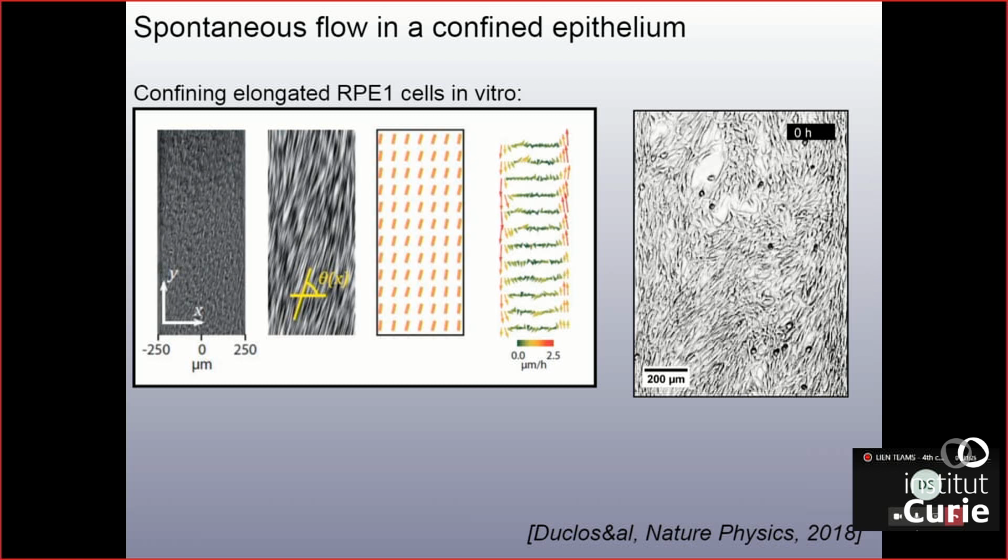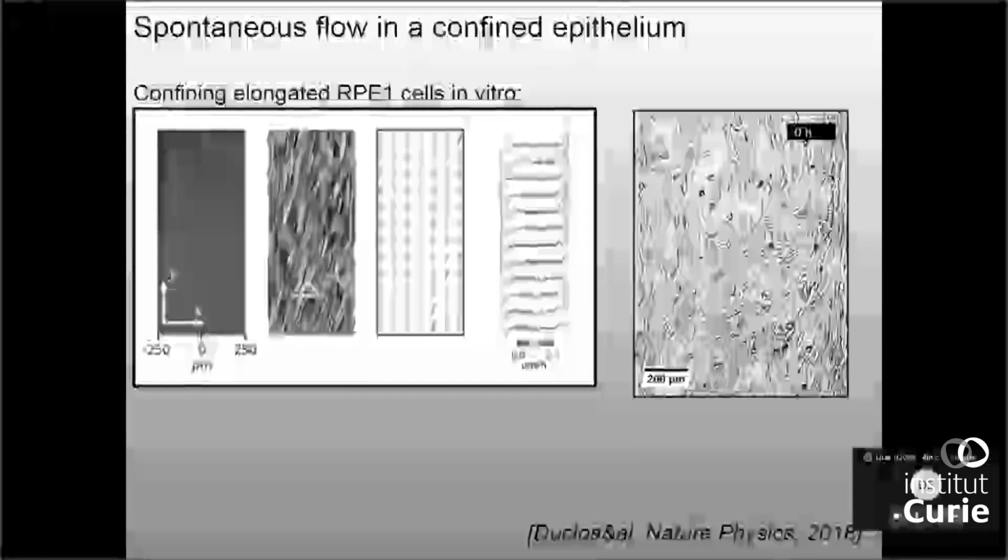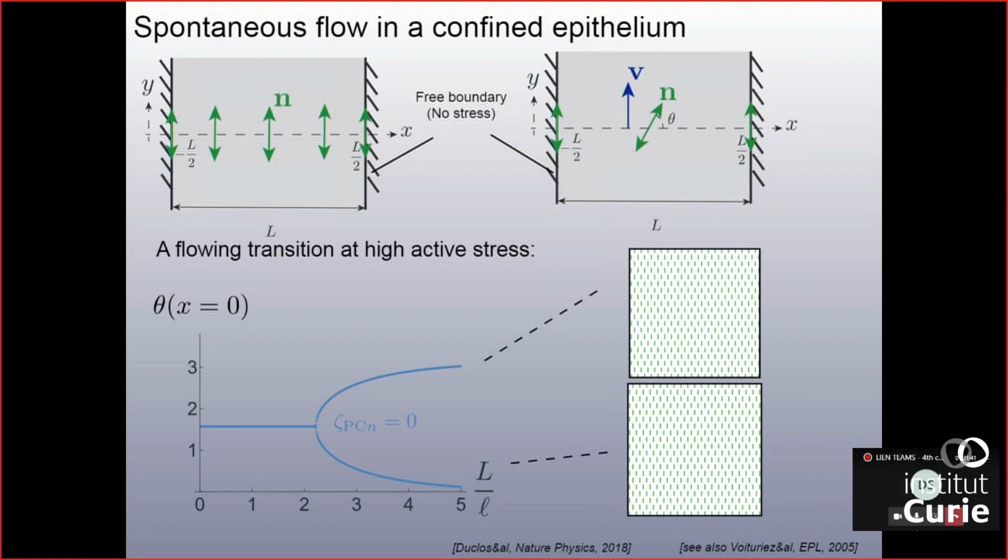So at the center, they are not aligned with the stripe. They make some angle, and there is a spontaneous flow. Now this can be understood by a model which was first proposed by Raphaël Voituriez and co-workers, which is analyzing the behavior of a tissue, or an active fluid, confined in a stripe.